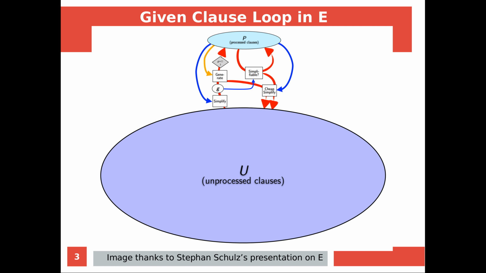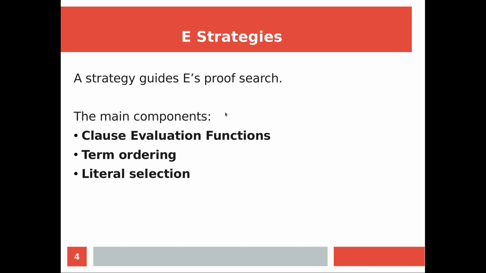It does this by throwing the negated conjecture and premises into the unprocessed clause set, and in each step of the given clause loop, a clause is chosen, and all valid inferences with the currently processed clauses are done. Then G is added to the processed clause set, and the process is repeated with newly generated clauses.